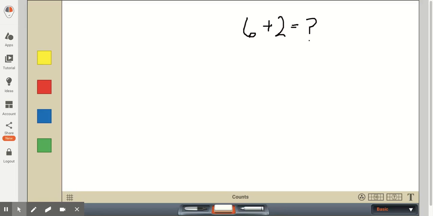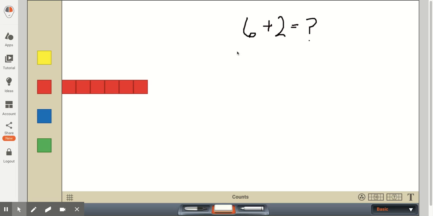This is the first of two standards in which the first graders will add and subtract within 20. So in this first standard, the students will need to relate counting to addition and subtraction. So just to go back a little bit, let's say we have the problem of 6 plus 2. And let's take 6 red counters.